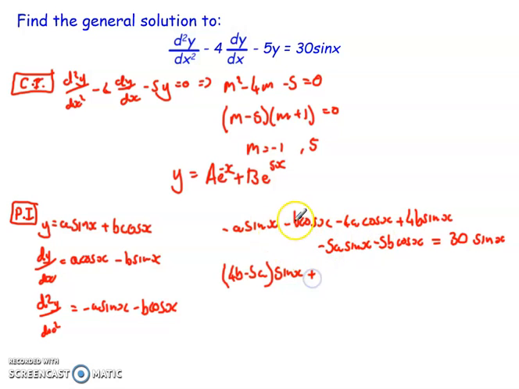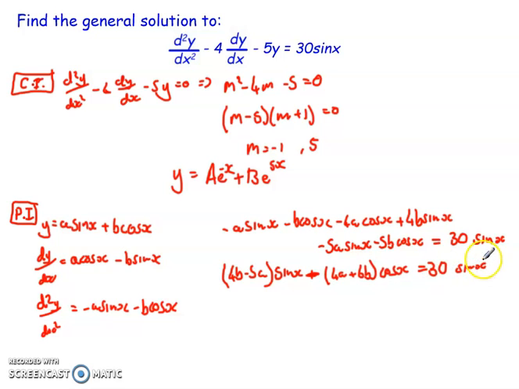I've then got plus, so I've got a minus b, minus 4a, and a minus 5b. So that gives me minus 4a minus 6b. So let's take that out and make it a minus actually. So I've then got minus 4a plus 6b cos x. And I know that is 30 sin x.